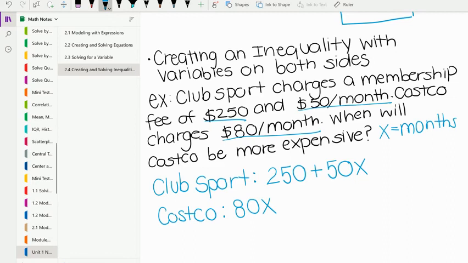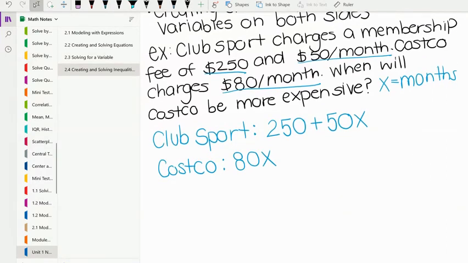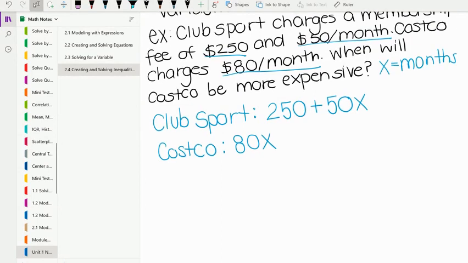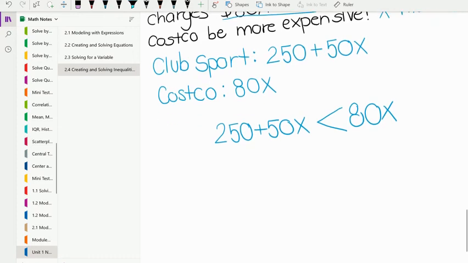Now, with our equations, we always wanted to know when they cost the same, which means we would set them equal to each other. But in this case, we want to know when Costco will be more expensive. So I'm going to write out both expressions that I've created. Now I just have to decide on the sign. This is Costco. I want to know when that will be more expensive, which means when will it be greater than.